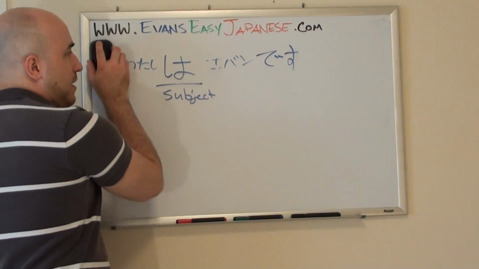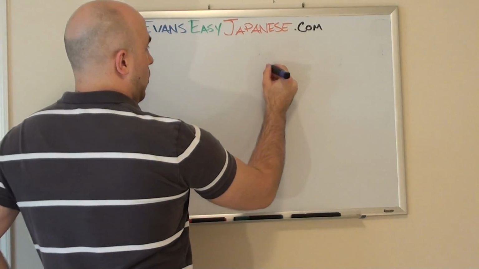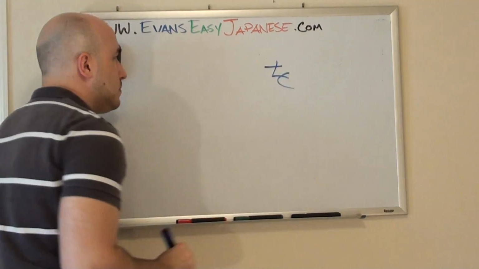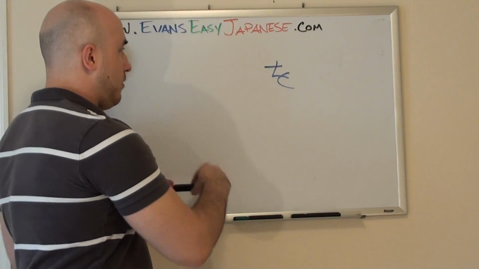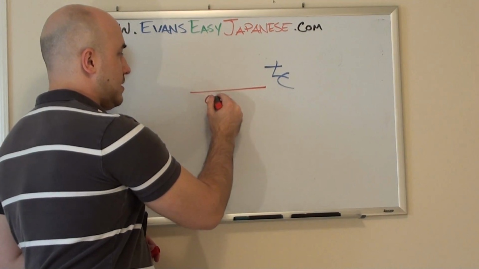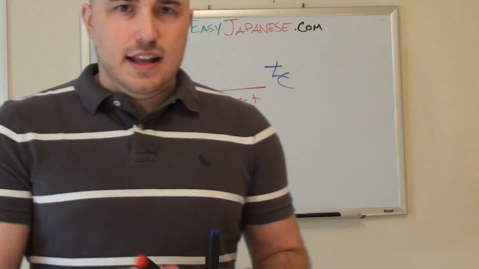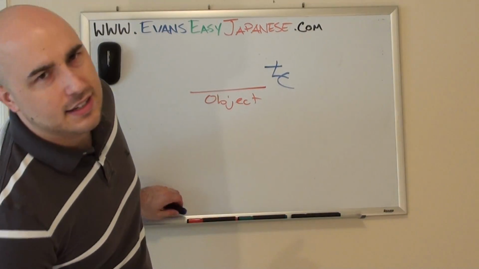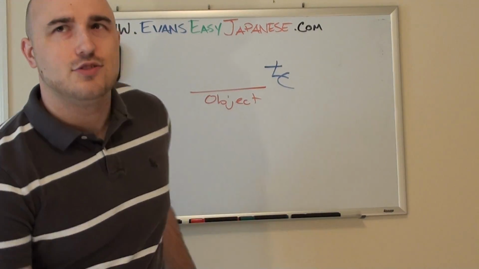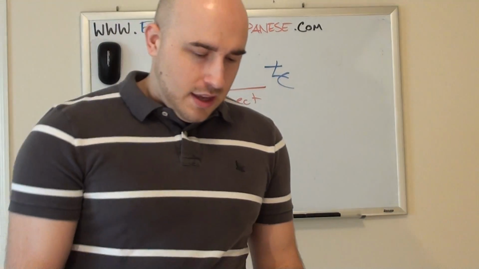In a similar fashion, we're going to use the new particle o. This tells us that the thing that comes before it is the object that is getting verbed. It's the object that is getting eaten. It is the object that is getting attacked. It is the object that is getting drunk, drank, drunken. I don't know what the term is. English is a weird language.